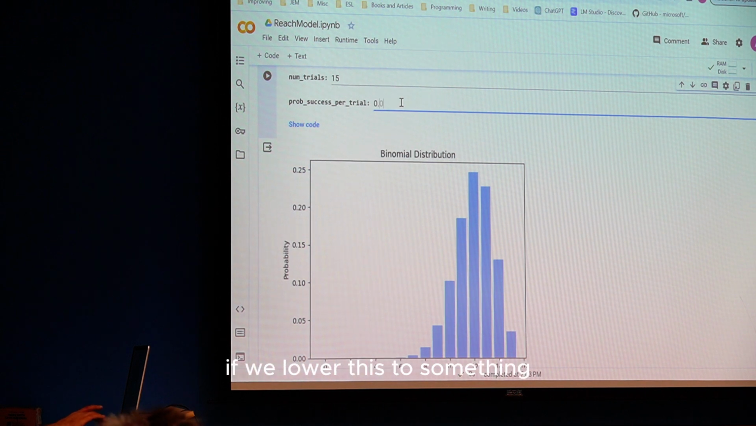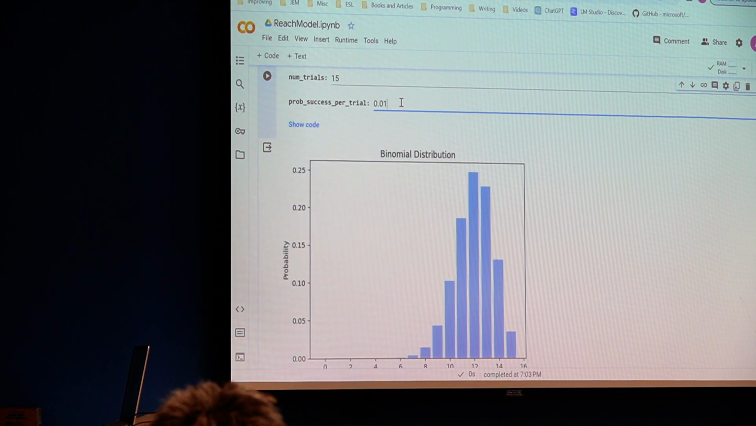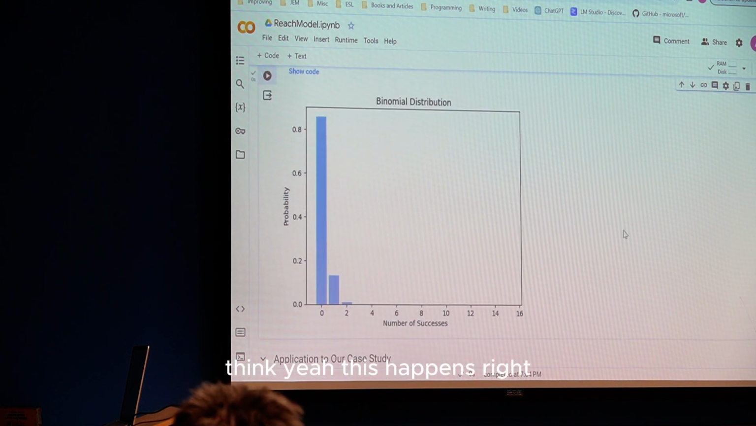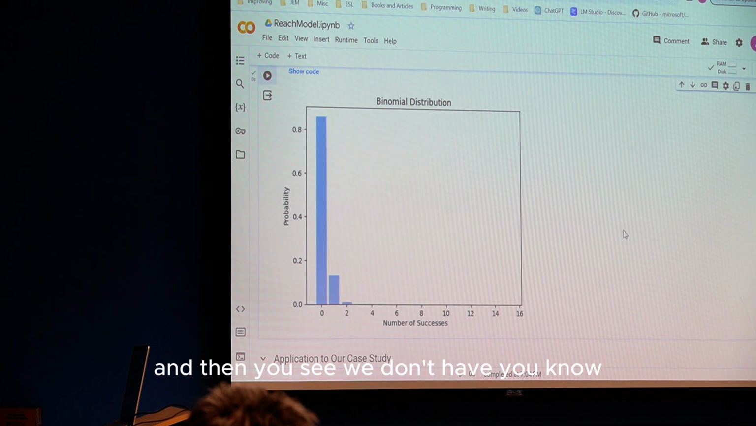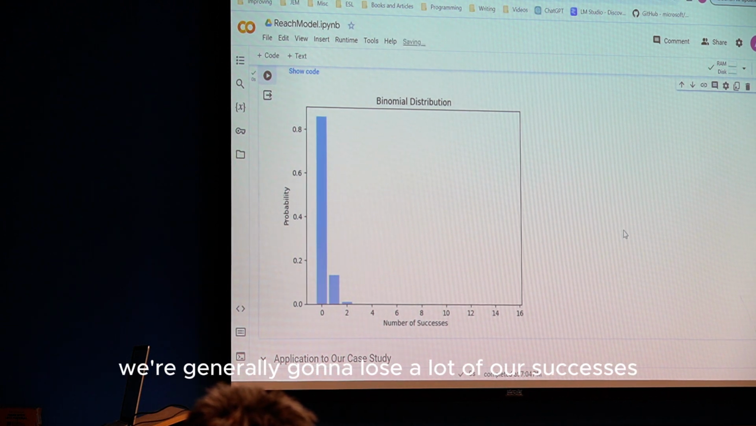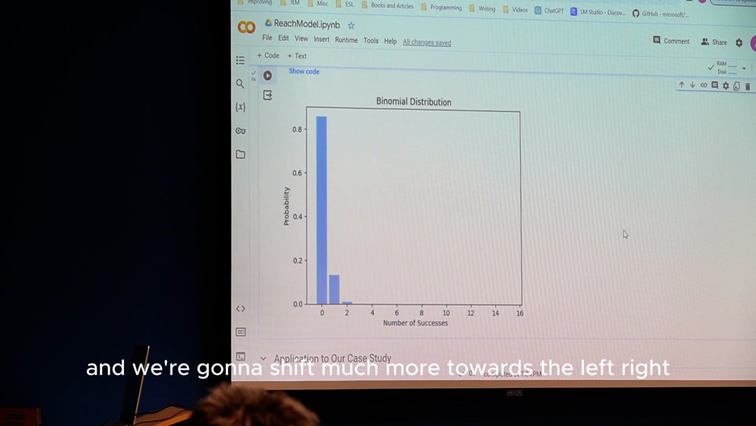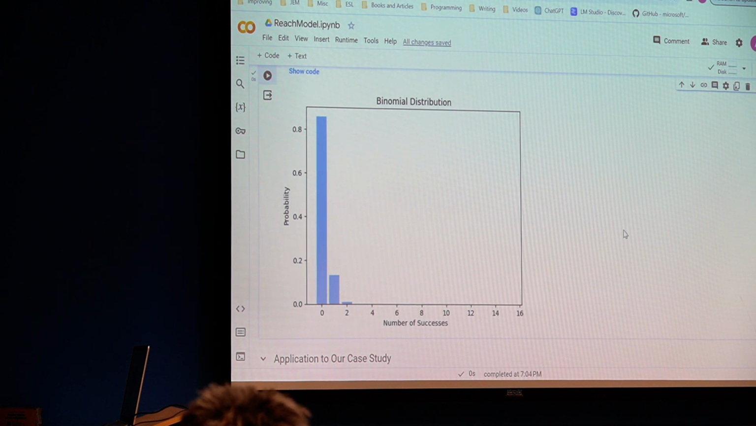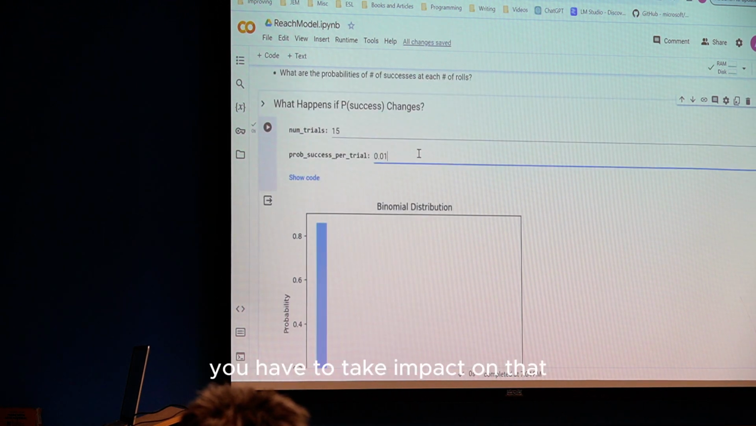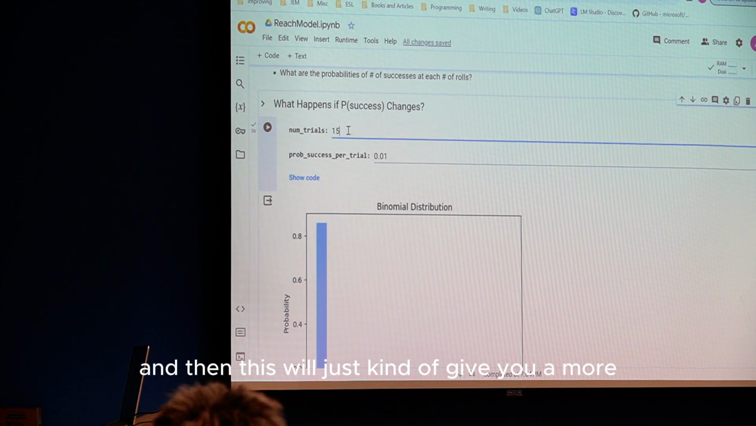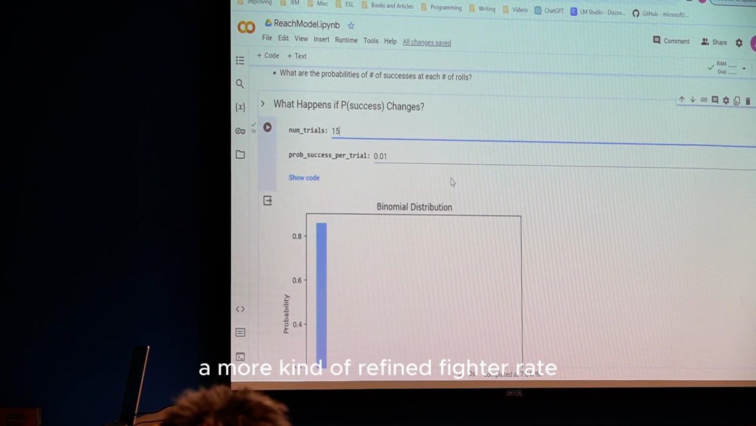And of course, if we lower this to something, what do you think? Yeah, this happens, right? We generally lose a lot of our successes, and we shift much more towards the left. So your probability of success is going to have a big impact on that. And this gives you a more refined, finer-grained view.